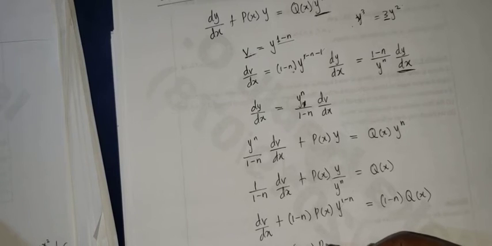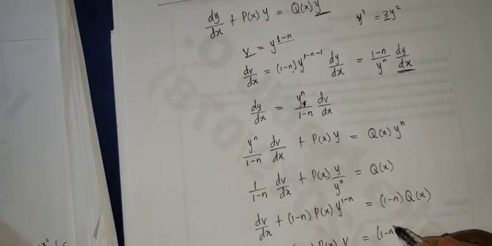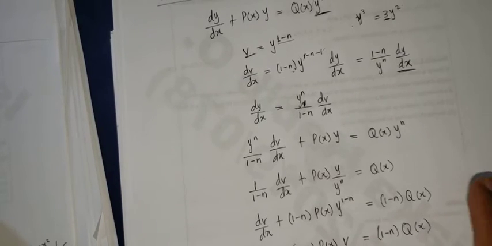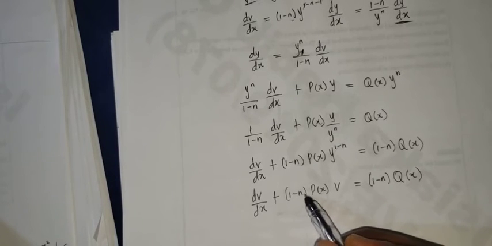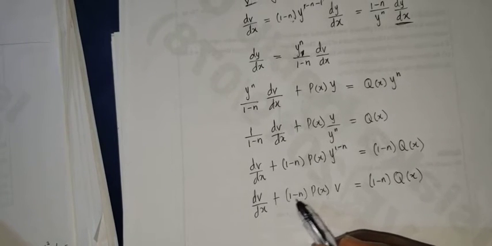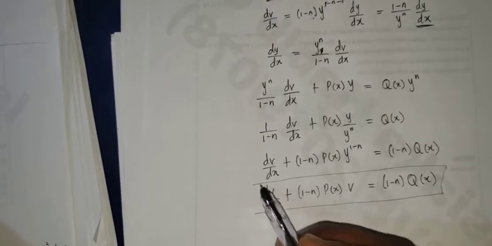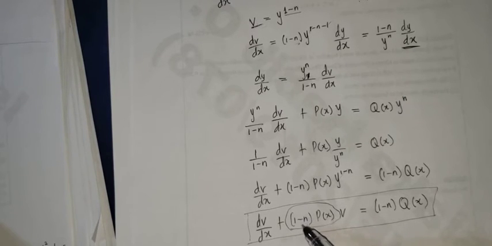dv/dx plus 1 minus n p of x, then multiplied by v, is equal to 1 minus n q of x. So you know that n is just some natural number, so this is no longer depending on y. This is our new equation, after we have made that substitution, and the only variables left are now v and x. So y is no longer present. You know that n is just a number, so everything here is just a function that depends only on x, because this is going to be a number. This here also is just a function that depends only on x.